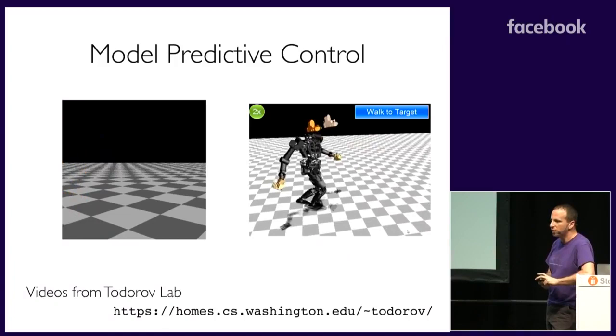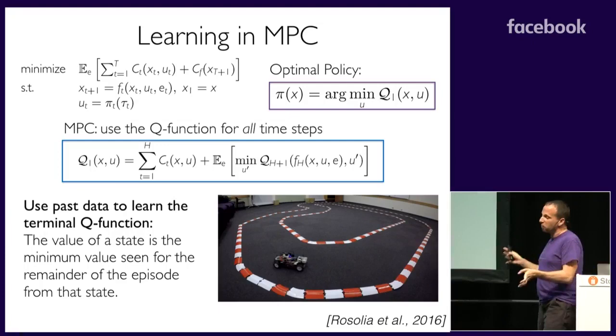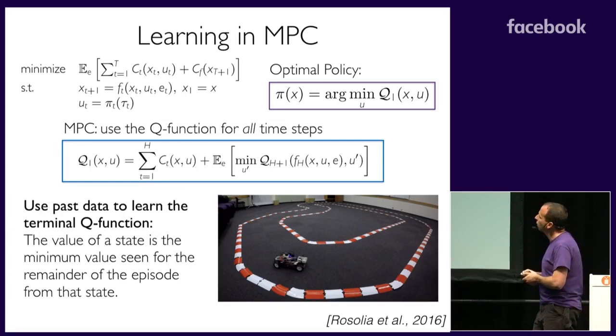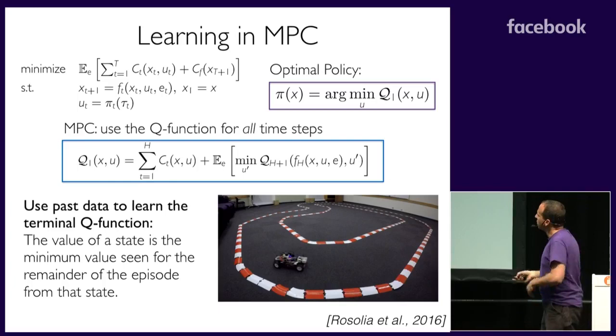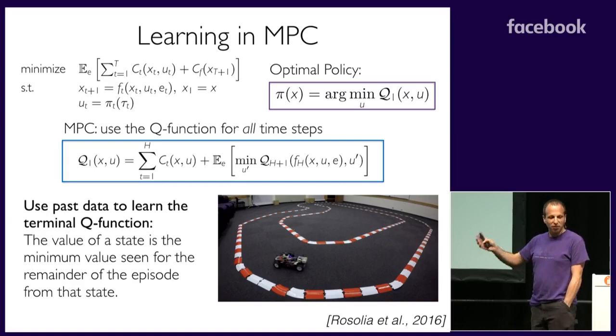And so what I'd like to close with is this beautiful example by my colleagues in mechanical engineering, where they actually do learning, but they learn a Q function in the context of MPC. And essentially what happens here, this is a car that drives around a track, and I'll also link to the YouTube video. You've got to watch it.